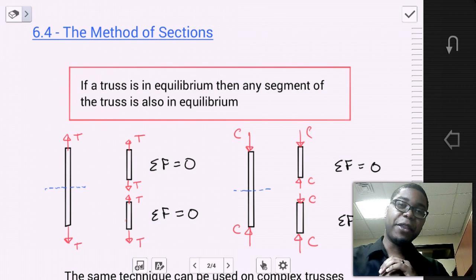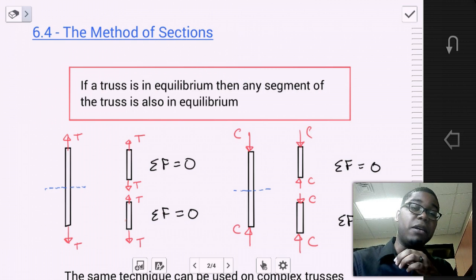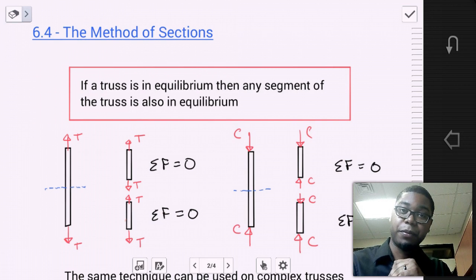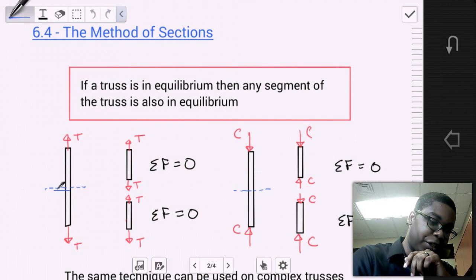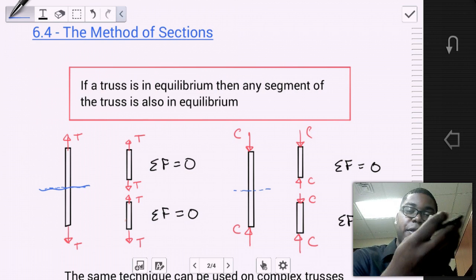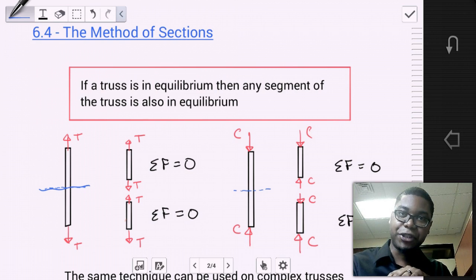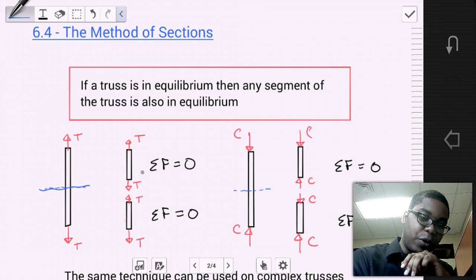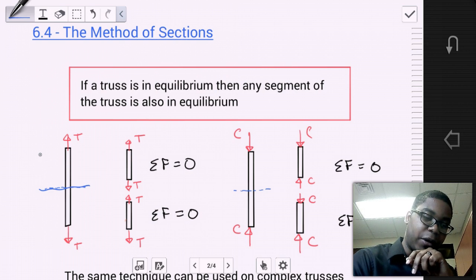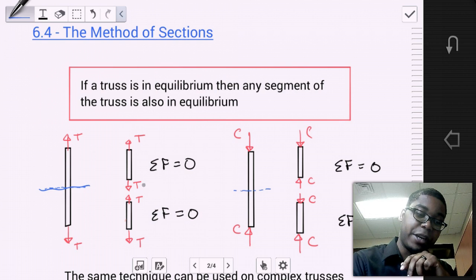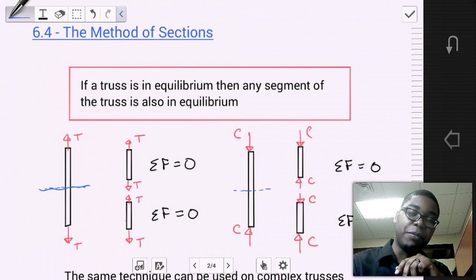So the method of sections states that if a truss is in equilibrium, then any segment of that truss is also in equilibrium. So say we're given a bar that is put under tension. If we were to take that bar and section it by drawing a line through it, and separate what's on the top and on the bottom into individual sections, then when we apply the equations of equilibrium, we should maintain equilibrium. So initially the bar is in equilibrium under tension. We separate it into individual segments, and those individual segments should also remain in equilibrium.